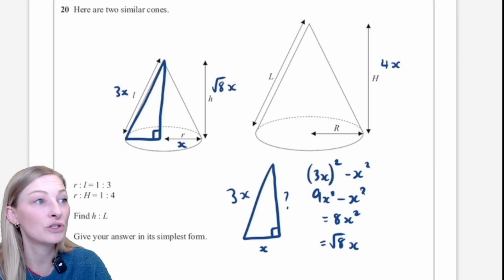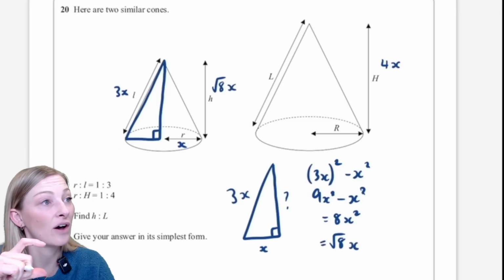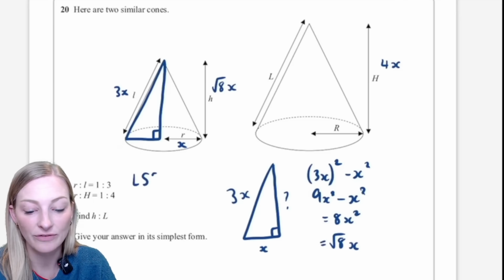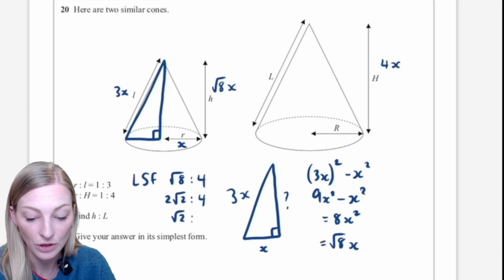I now have two heights. I know that the height of the bigger cone is 4x. I know that the height of the smaller cone is root 8 x. So now I can get the scale factor. I know that the linear scale factor is root 8 to 4. And you might want to make that 2 root 2 to 4. And you might then want to simplify it and write that as root 2 to 2.